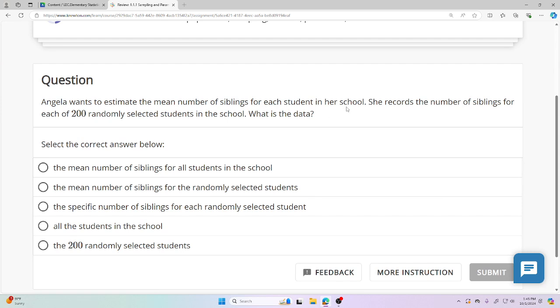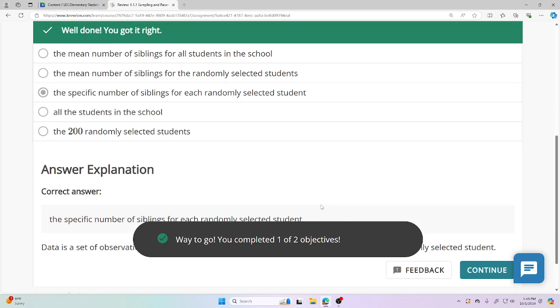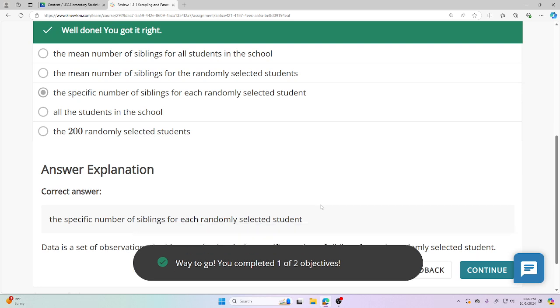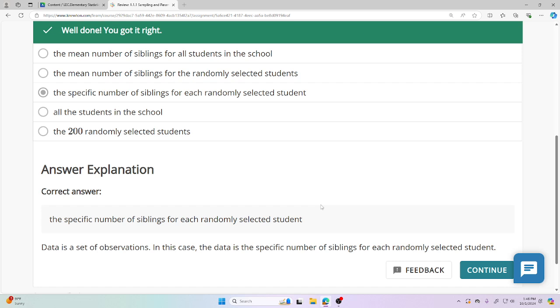Study the mean number of siblings for each student in her school. She records the number of siblings for each of 200 randomly selected. What's the data? What do y'all think? Like the raw data. I'm going to guess specific number of siblings. It's like, how many do you have? I got 1, I got 5, I got whatever. There we go. So the data is the specific raw data values, I guess you can say. Not the computed stuff, not the mean. It's not the people. It's just how many they got.